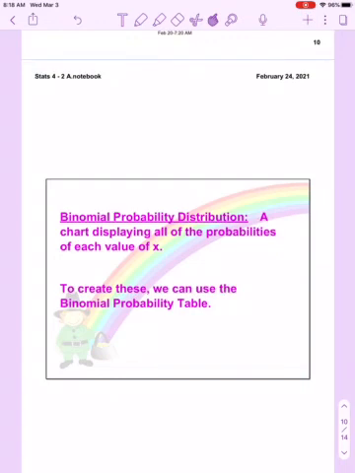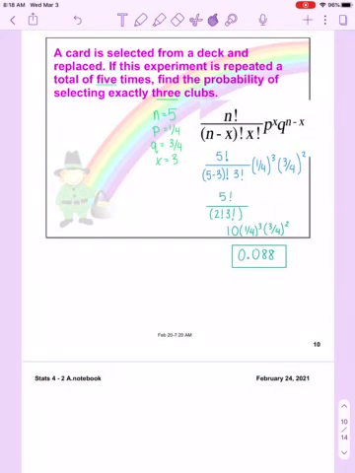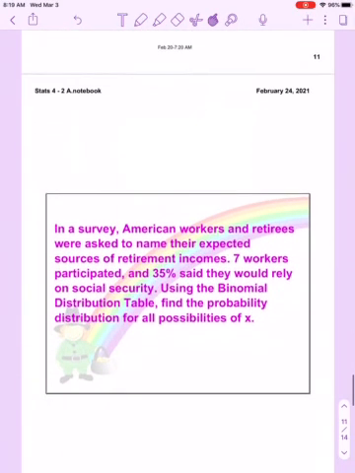All right, so binomial distribution, a chart that's all the possibilities of x. Okay, so if I go back up here, that would be, instead of exactly 3 clubs, I would have a chart where I would repeat this formula for all the possibilities of x. So I could pick 0 clubs. I could pick 1, 2, 3, 4, or 5. So I would have to do this formula for all of my possibilities of x.